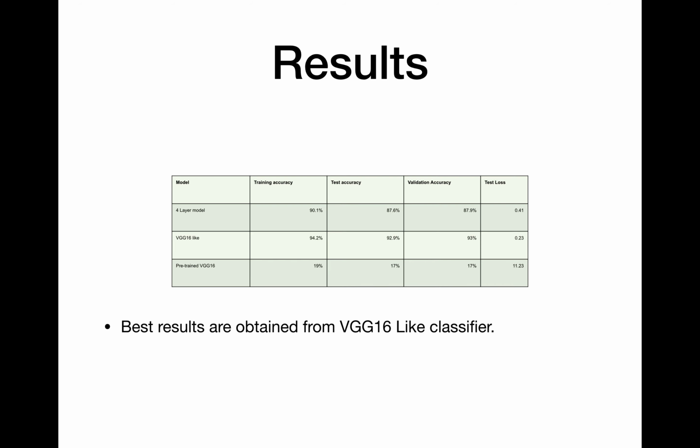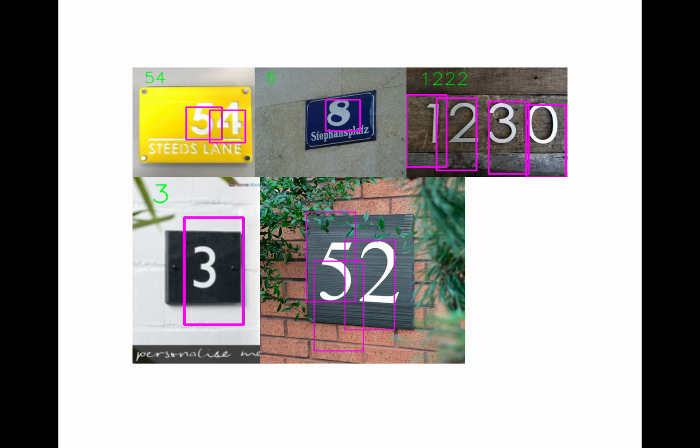Here are the results. You can see my 4-layer model had a test accuracy of 87.6, and the VGG-like model was the best, with a test accuracy of 92.9. My pre-trained VGG16, somehow I did not get it to converge, so it had a very bad accuracy and a very high test loss. Here are the results of my algorithm.